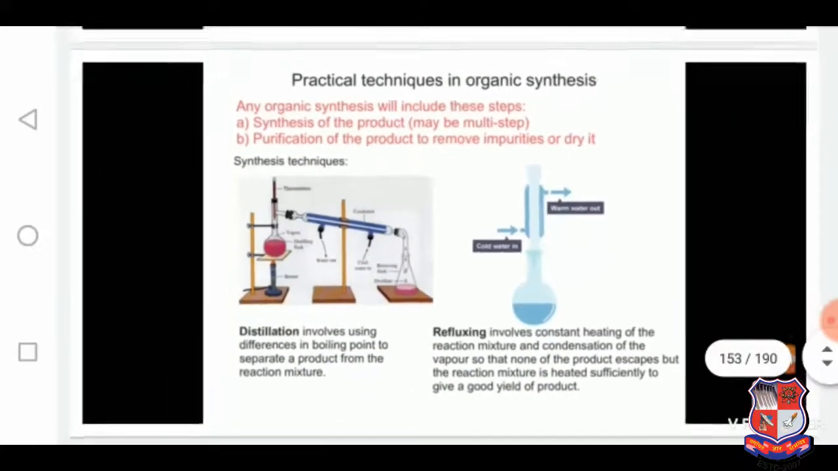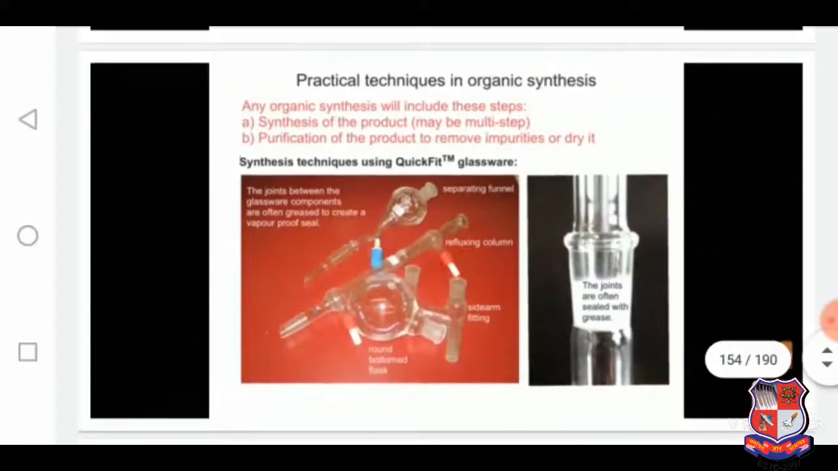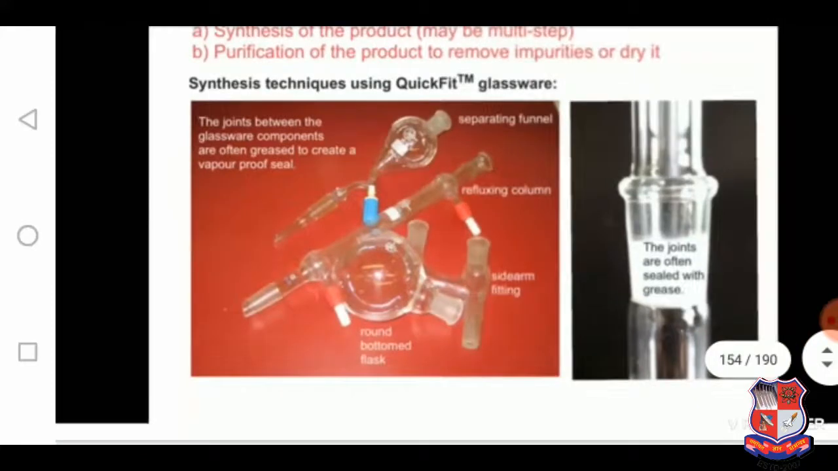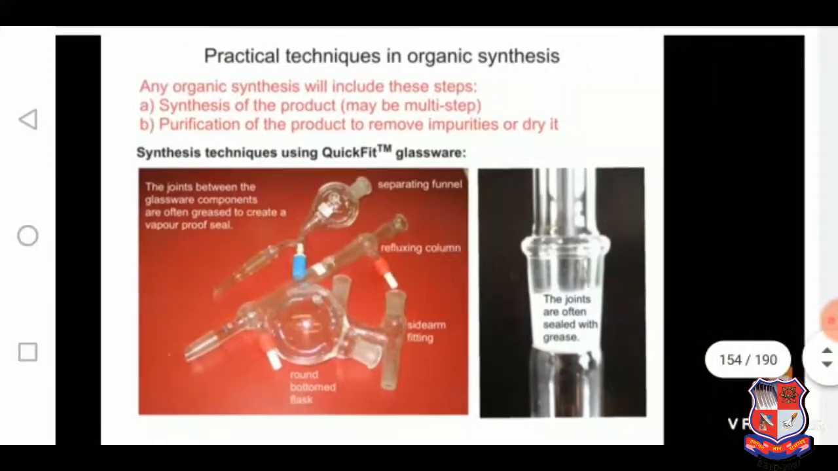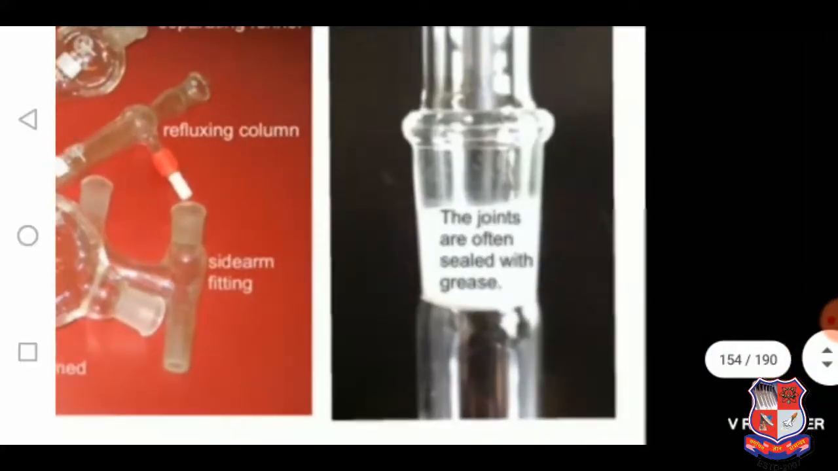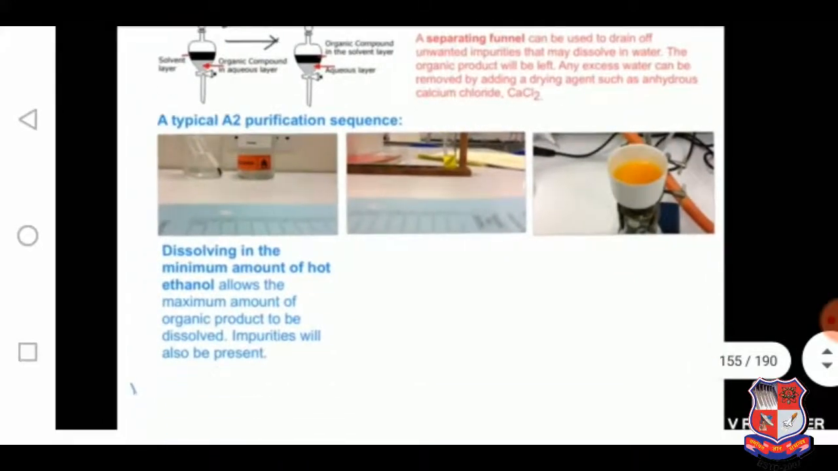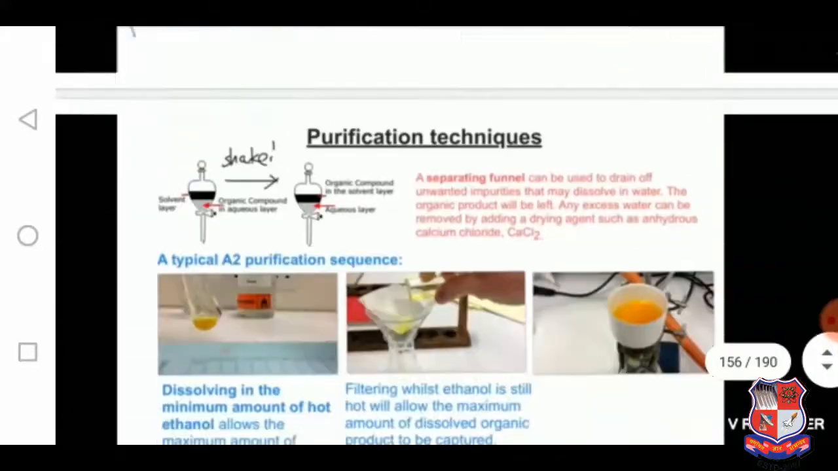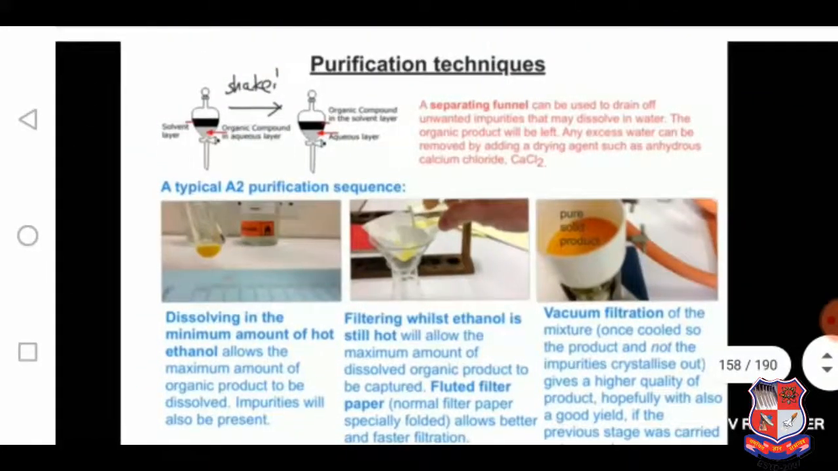Practical techniques in organic synthesis require distillation and refluxing. These are some tools showing how we can make the whole assembly, from round bottom flask, refluxing column, and separating funnel. The joints between the glassware components use grease to create a vapor-proof seal. So here is how it is done: the joints are usually sealed with grease, so no leakage will be there.